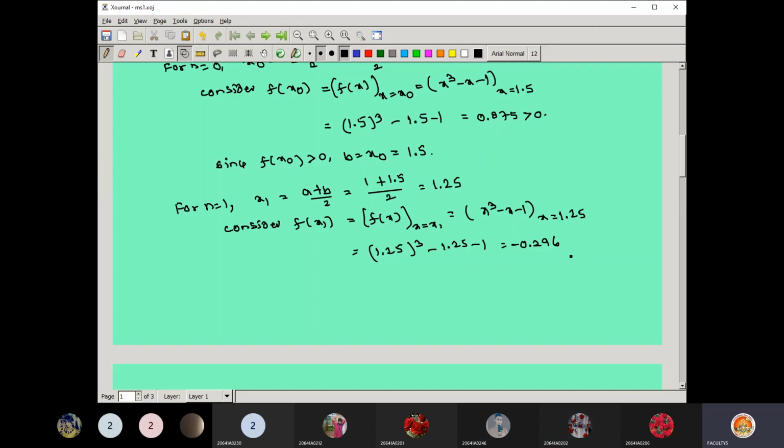Again, you are not getting equal to 0. So this value is less than 0. So you make a statement. Since f of x1, it is less than 0. When it is less than 0, a is going to be changed. So a equal to your new approximate root x1, that is equal to 1.25.